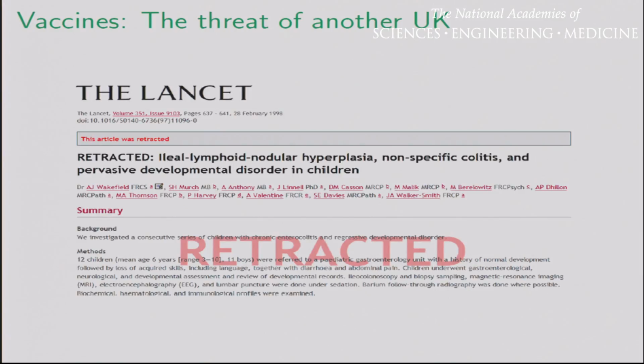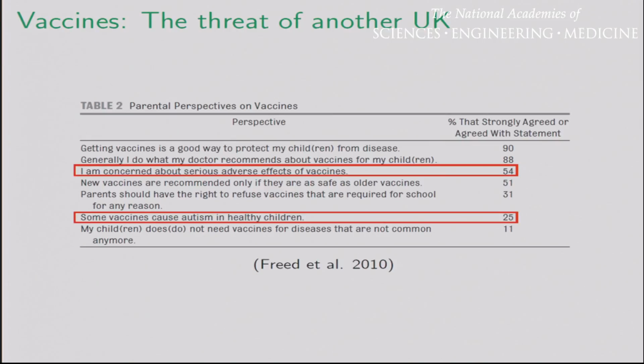And so, again, the question is, this misinformation is widespread. What do we do about it? Well, first of all, how widespread is it? More than half of parents in the U.S. say that they're worried about serious adverse effects of vaccines. And a quarter of parents agree or strongly agree that some vaccines cause autism in healthy children. So these misperceptions are very widespread.